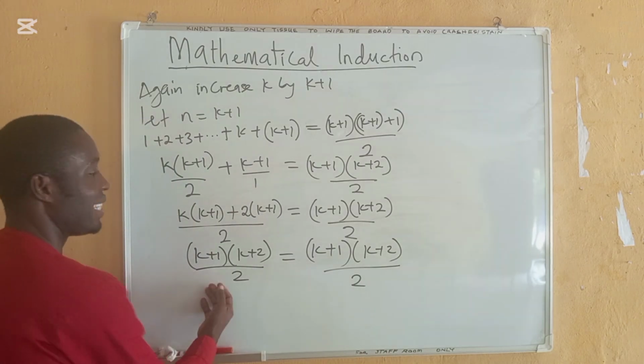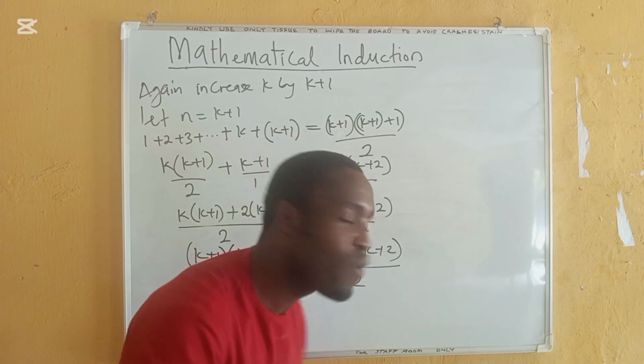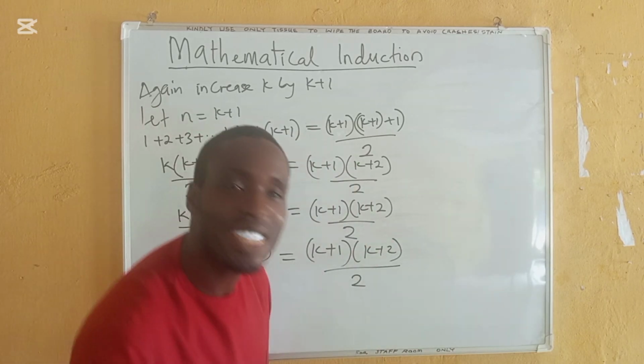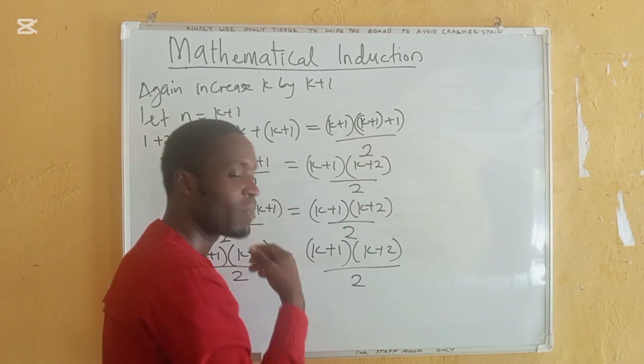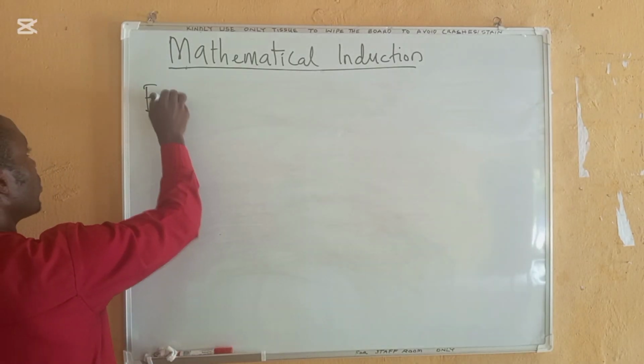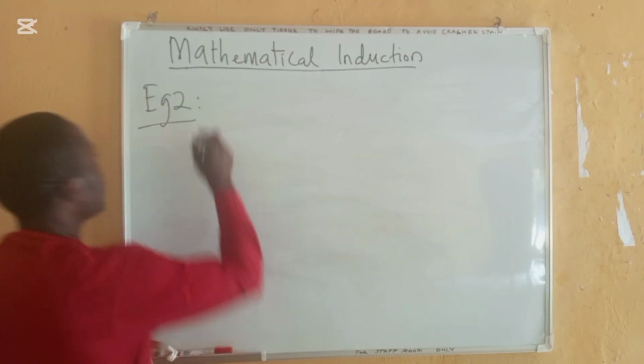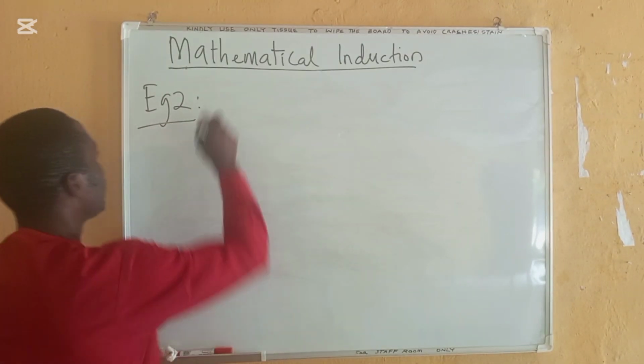Since the left hand side is equal to the right hand side, mathematically we've been able to prove this using the concept, or the principle, of mathematical induction. Example 2. Let's use a different mathematical statement.